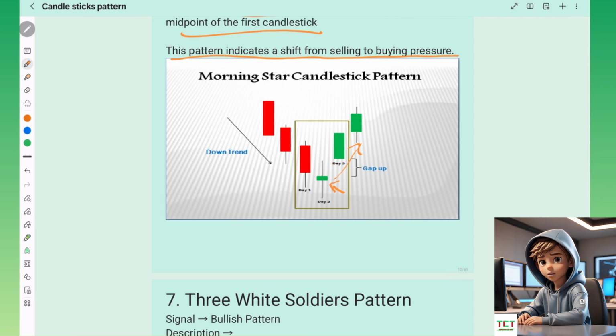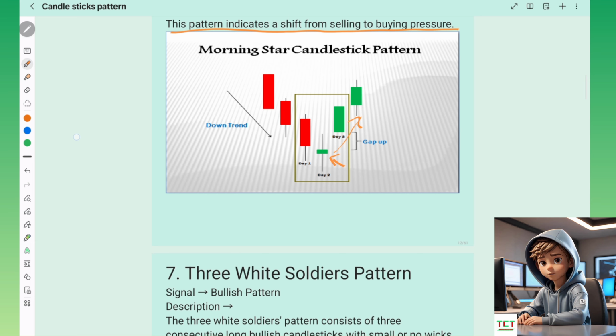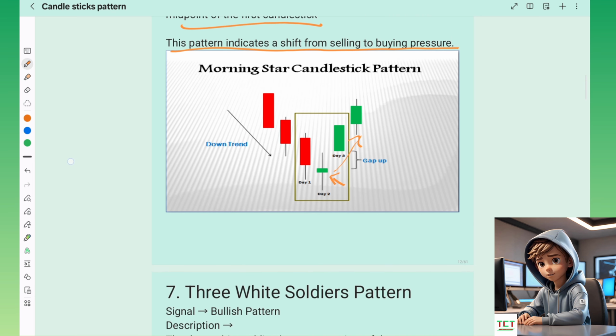This is one of the most reliable reversal patterns in candlestick analysis, especially when it forms at a strong support level. The success rate increases even more when you see high volume on that third green candle. So always watch for this 3-candle formation at the bottom of downtrends.